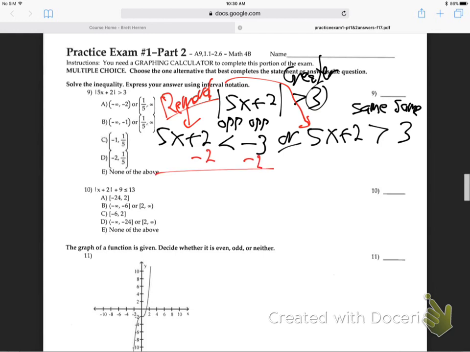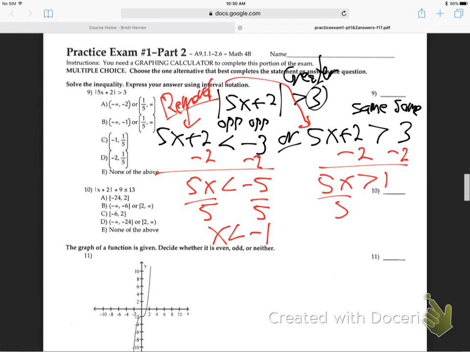Minus 2, 5x is less than minus 5, divided by 5. X is less than minus 1. This one, subtract 2. 5x is greater than 1, divided by 5. So x is greater than 1/5, less than negative 1. Right? So how do you say less than negative 1? That's from negative infinity to negative 1. How do you say greater than 1/5? 1/5 to infinity. So, what is that? That's B, huh?